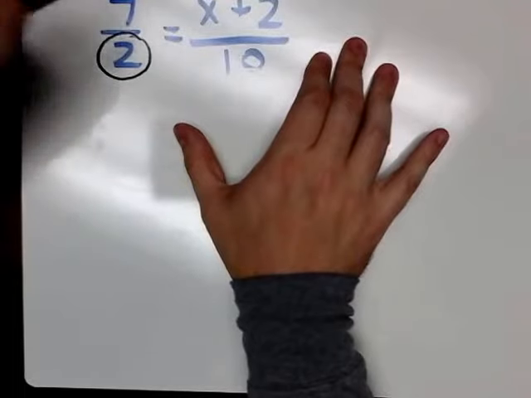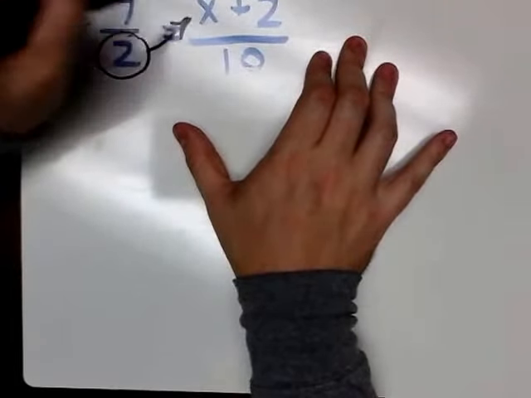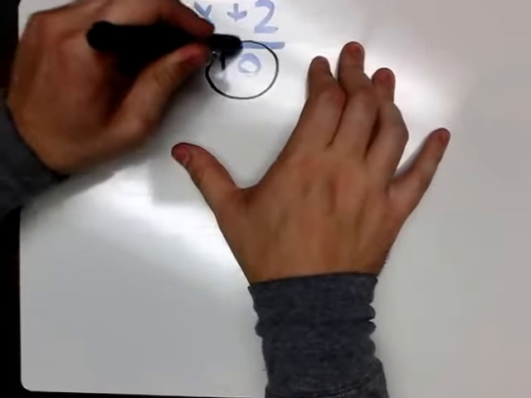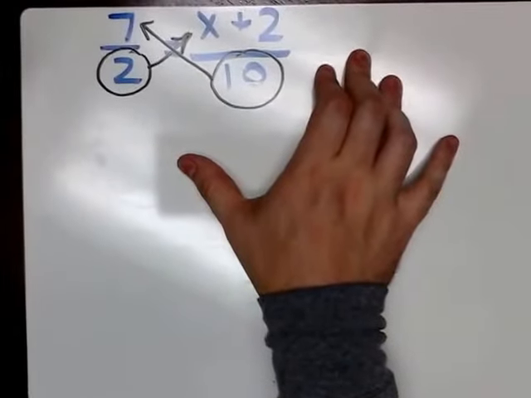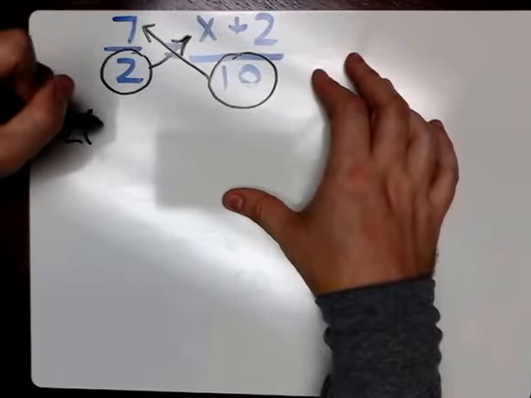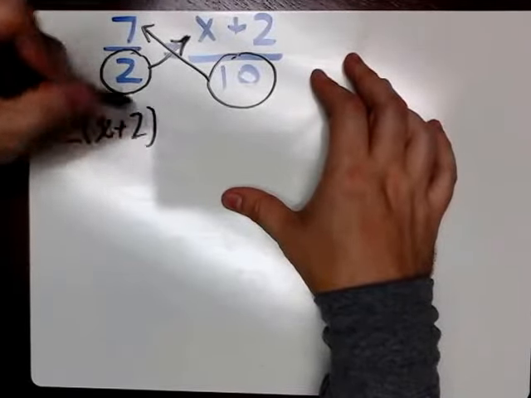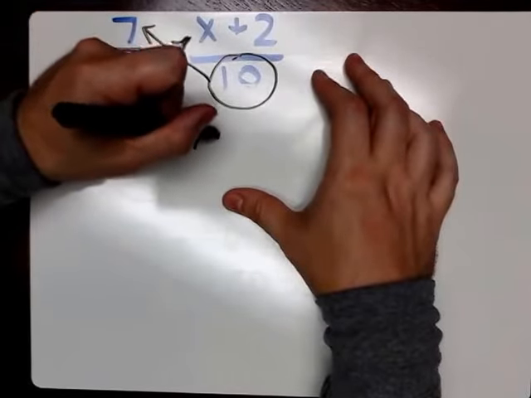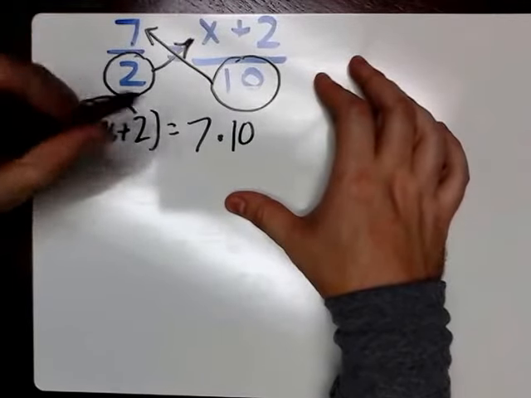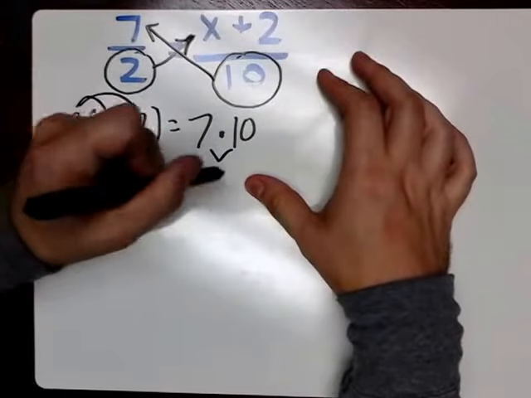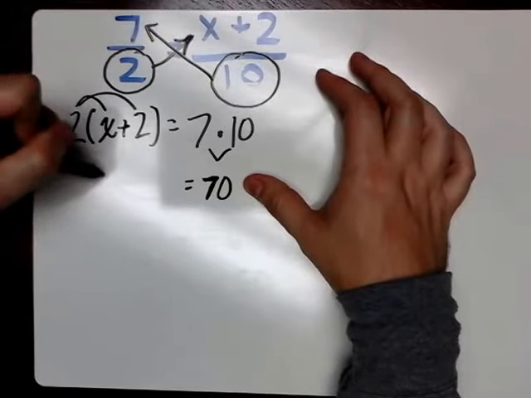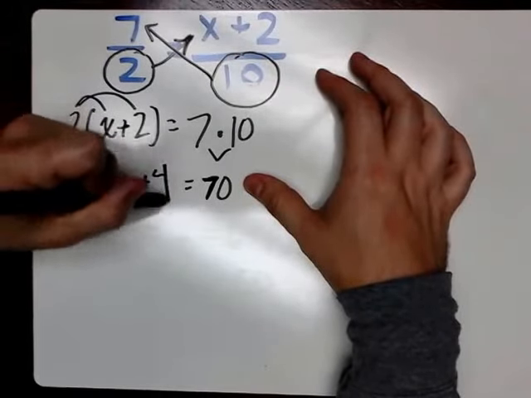So I'm going to take this 2, and I'm going to multiply it up to the numerator of x plus 2. Then I'm going to take this 10 here. I'm going to multiply that up to the numerator of 7. So now I have 2 times x plus 2 equals 7 times 10. Then I'm going to distribute these and multiply those together. So this becomes 70. Let's fix that so it's a little bit more legible. I got 2x plus 4.